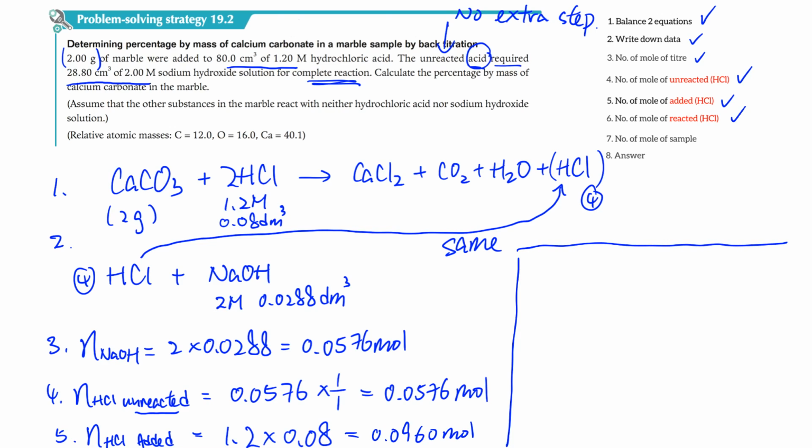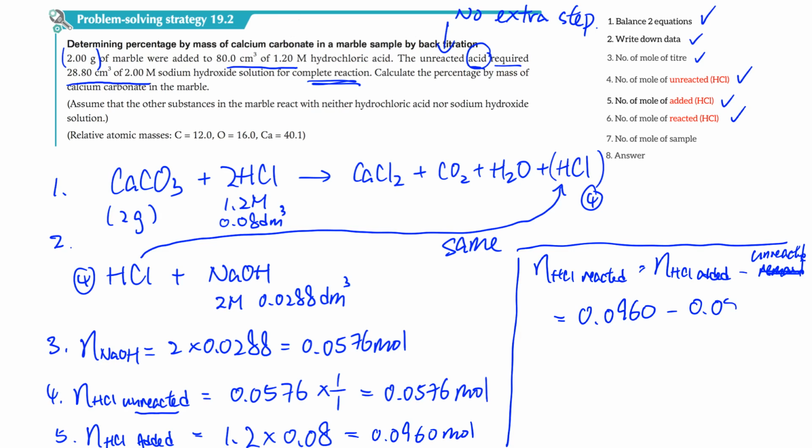So step 6, we're going to find out the reacted one. Remember, the number of moles of HCl reacted equals the number of moles of HCl added minus unreacted. Sorry, we use the same word, unreacted. So therefore it will be 0.0960 minus 0.0576. By doing so, you'll find that the number of moles will be 0.0384 mole.